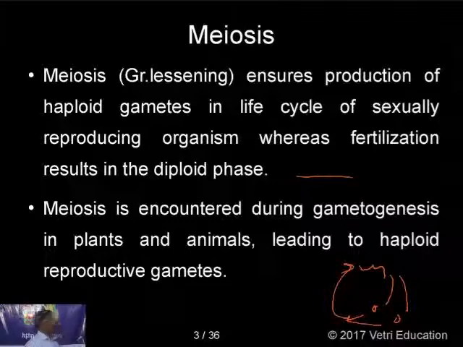Meiosis is encountered during gametogenesis in plants and animals, leading to haploid reproductive gametes. During gamete formation, the diploid organism gives haploid gametes. After fusion of the haploid gametes, the diploid stage is reinstated. That's all.